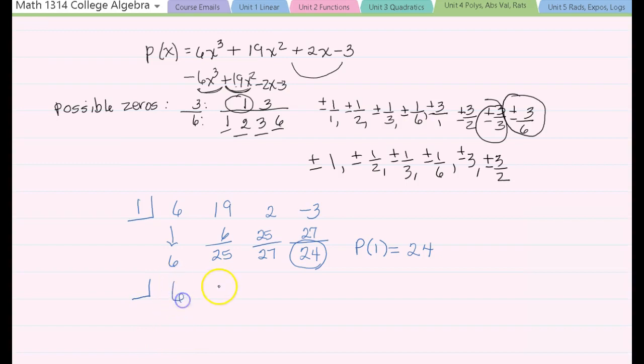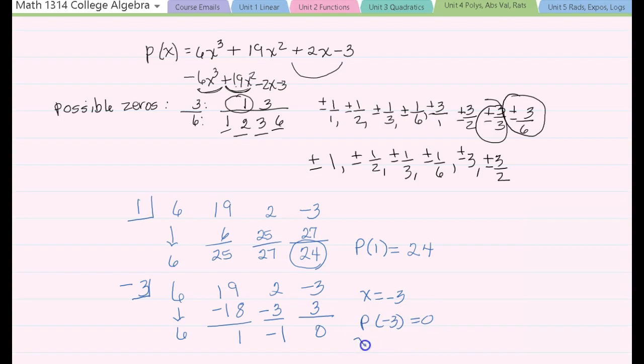Let's try -3. Put this into our synthetic division setup, and we bring down the 6 and we multiply -3 times 6 and place the -18 under the next number, and we add. This gives us 1. We multiply negative 3 times 1 and put the negative 3 under the next number and add to get negative 1. We multiply negative 3 times the negative 1 and place a positive 3 under the last number and add. And there we can see that we get 0 at the end. This means that negative 3 is a 0, so that p of negative 3 is equal to 0. This also means that x minus a negative 3, or x plus 3, is a factor.